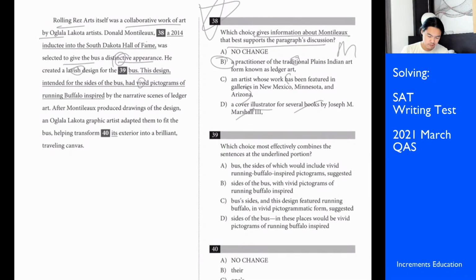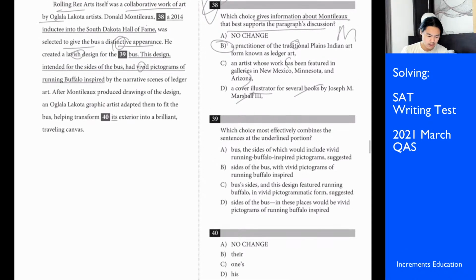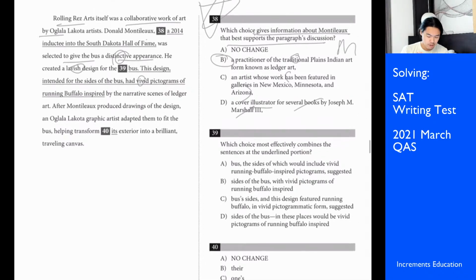39. Medium confidence on 38. 39. He created a lavish design for the bus with vivid pictograms for the bus's sides, the sides of which would include vivid pictograms suggested by the narrative scenes of ledger art.